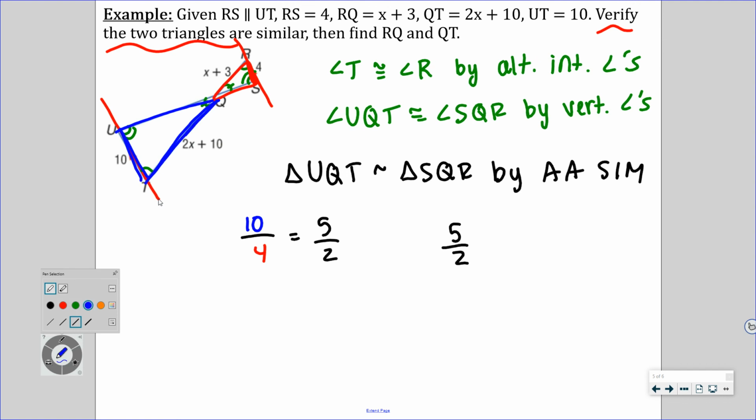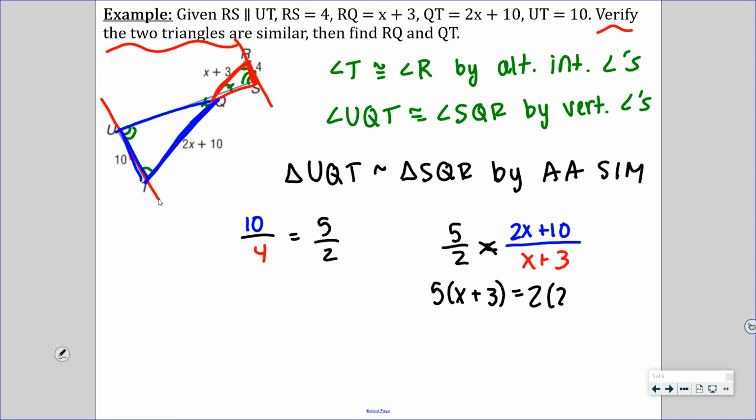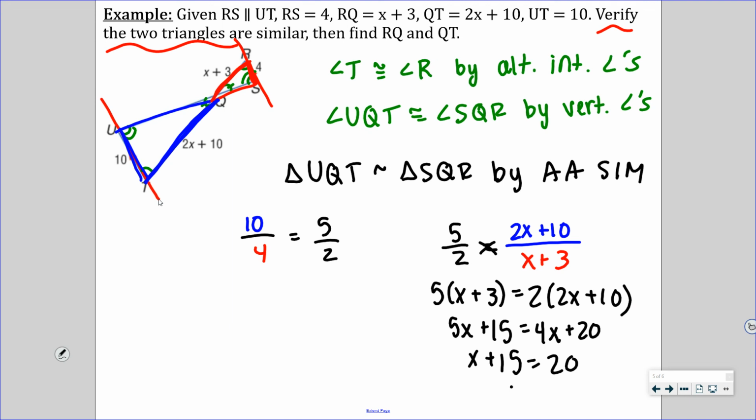which means this 2x plus 10, which is across from my double arced angle, corresponds to the side across from the double arced angle in the red triangle, which is x plus 3. All right, so since they're similar, those side lengths are going to be proportional. So for proportion, cross multiply. So it's not too bad to solve. We get x to be 5.